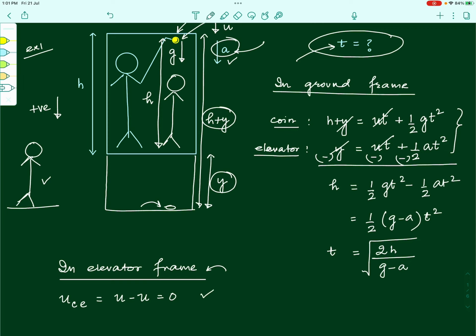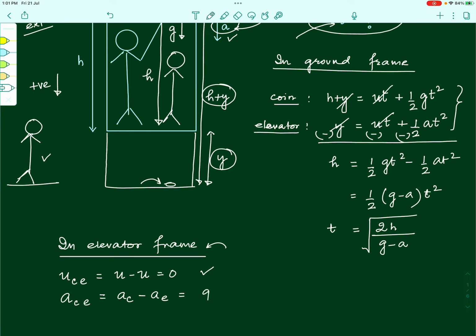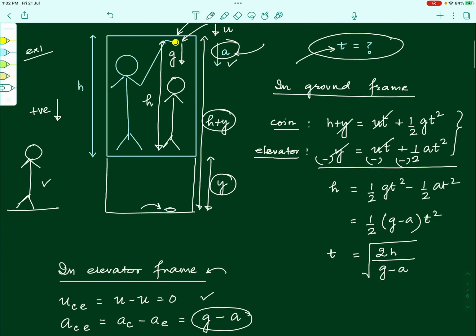Also, what will be the acceleration of the coin in the frame of the elevator, with respect to the elevator? It will be the acceleration of the coin minus the acceleration of the elevator, isn't it? The acceleration of the coin is g downward, minus the acceleration of the elevator, a downward. So, the relative acceleration of the coin with respect to the elevator would be g minus a. This is an important thing to understand. And then, since the elevator is now considered at rest, the displacement the coin has to have in order to hit the elevator floor will be just h.